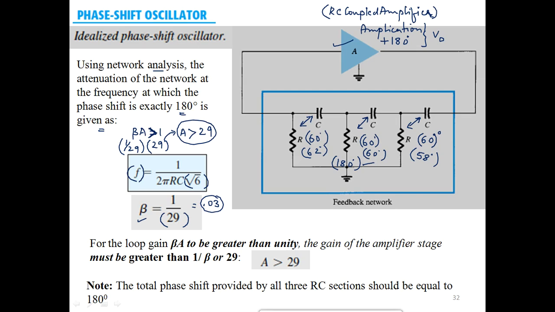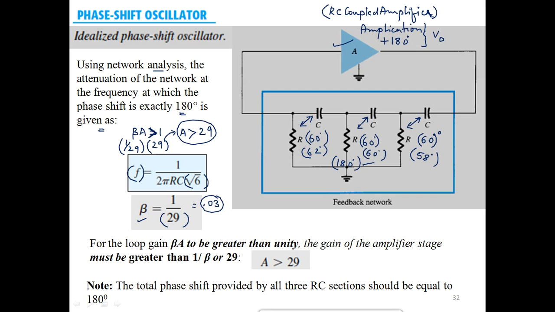An amplifier consists of a transistor, right? It could be a BJT, it could be a JFET, it could be a MOSFET, whatever, but basically it's a transistor. Now that particular transistor must provide amplification which is at least greater than 29. So what all parameters must be taken care of?